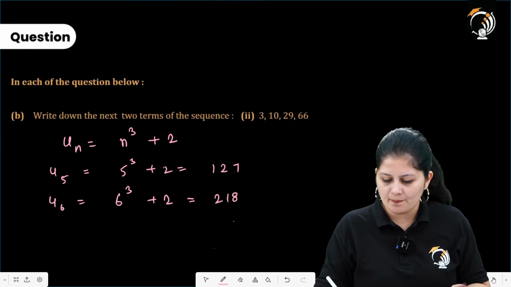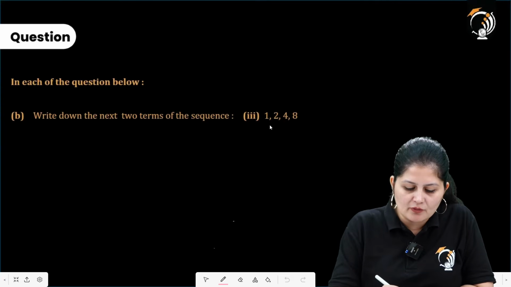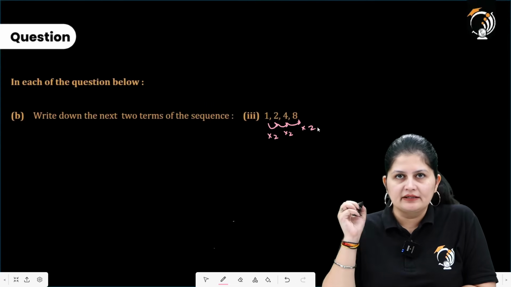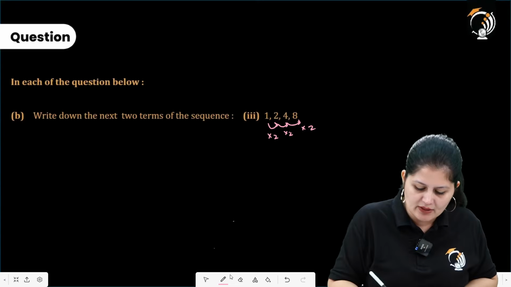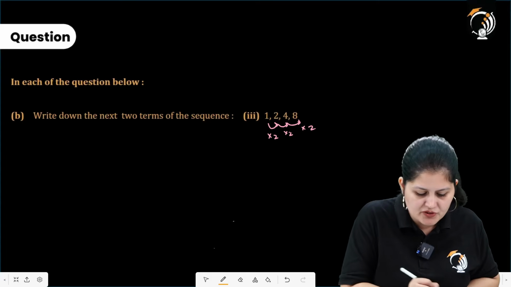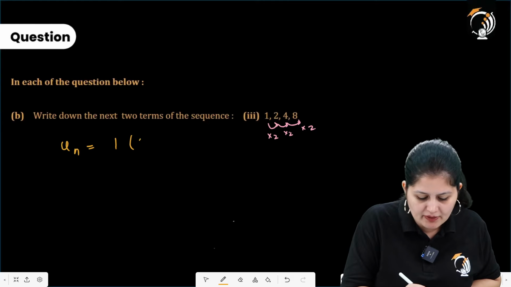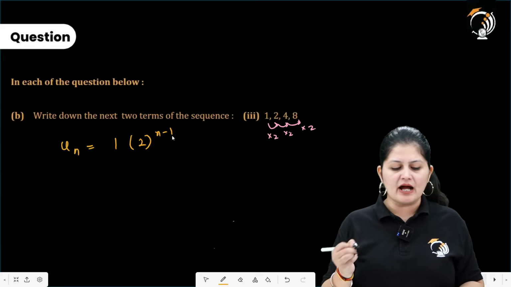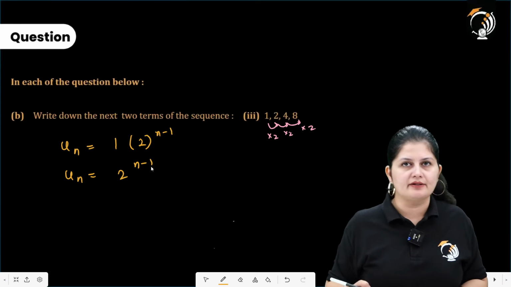Clear? Understood? Now, moving to the next sequence, we can clearly observe that we are multiplying by 2. So in order to get the nth term of this sequence, as it is a geometric progression, un would be equal to the first term multiplied with the common ratio raised to the power n minus 1. So the general term here is going to be 2 raised to the power n minus 1.